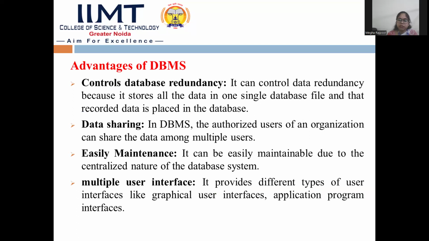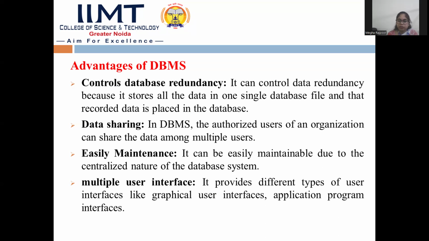Now we discuss the advantages of DBMS. First advantage is controlling database redundancy. DBMS can control redundancy, as it stores all the data in one single database file and that recorded data is placed in the database. Next one is data sharing. In DBMS, the authorized users of an organization can share the data among multiple users.